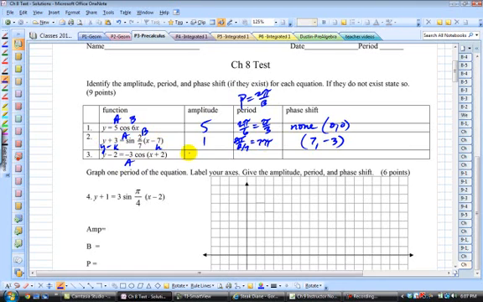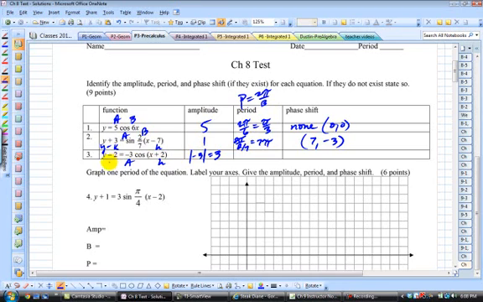Here the amplitude is absolute value of -3. Remember, amplitude is a distance, so you've got to take the absolute value, and you get 3. The most common mistake right there is that people forget the absolute value and they just put down -3, so make sure you take the absolute value of it.